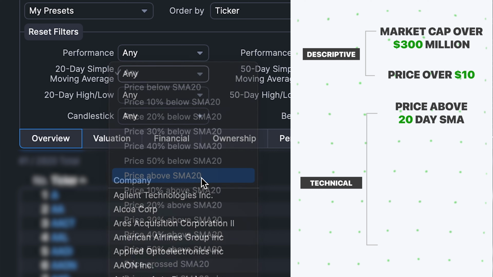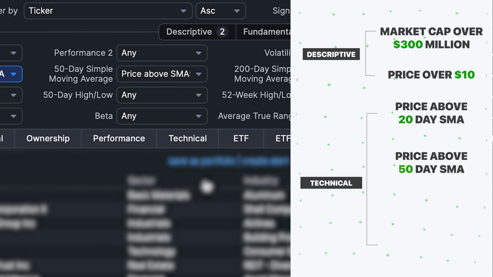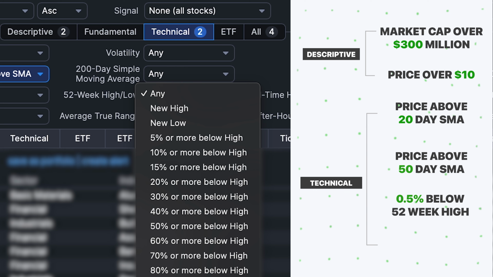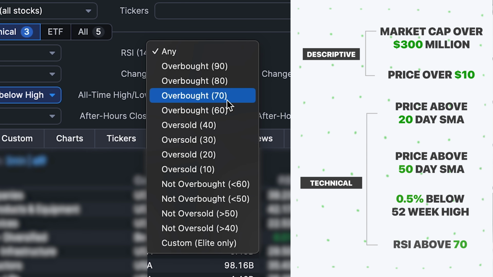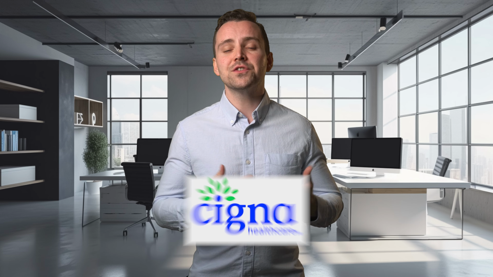Then we will add price above 20-day SMA, price above 50-day SMA, 0 to 5% below 52-week high, RSI above 70. With those criteria, we can observe 120 stocks showing strong upward movements, like Dell Technologies or the Cigna Group.